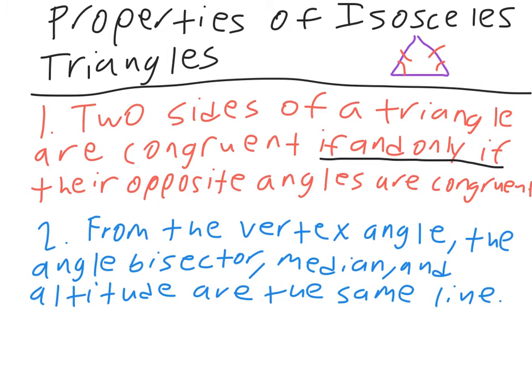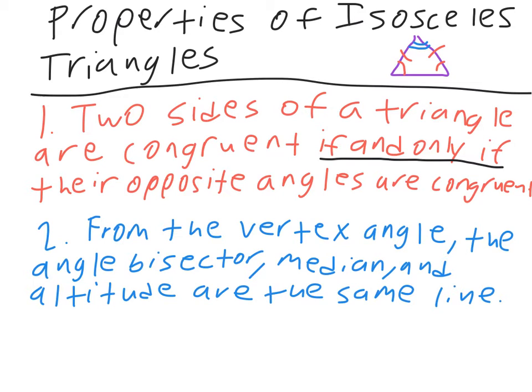Second property, very similar to the one from equilateral triangles, is from the vertex angle, the angle bisector, median, and altitude are all the same line. So first, what is the vertex angle? Well, the vertex angle, looking up at this picture up here, is the angle that is not congruent to the others, the one that's in between the two sides that are congruent. So it's this angle right here, and I'll mark it with 2 arcs to show that it's not congruent to the other two. So that angle right there is the vertex angle.